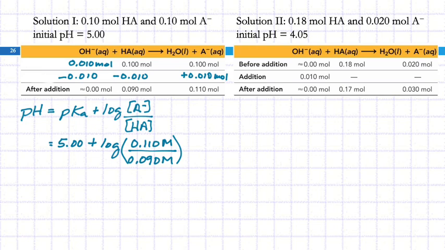So 5 plus the log of 0.110 divided by 0.09, and that's going to give me 5.0872 or 5.09.